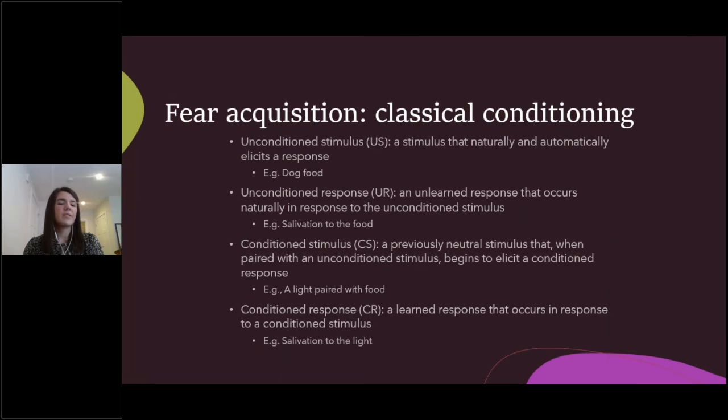And the order of the presentation of the conditioned stimulus is also really important. So if a light is paired with the food, the light has to come before the food in order for that pairing to occur. So if the food came before the light, that pairing would not occur.